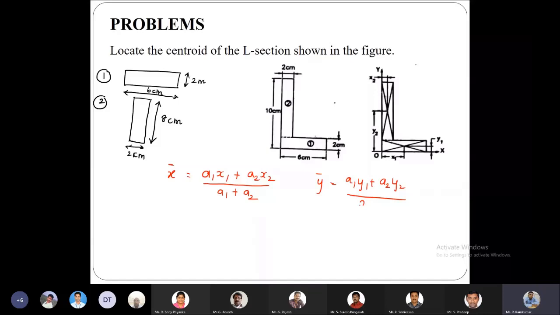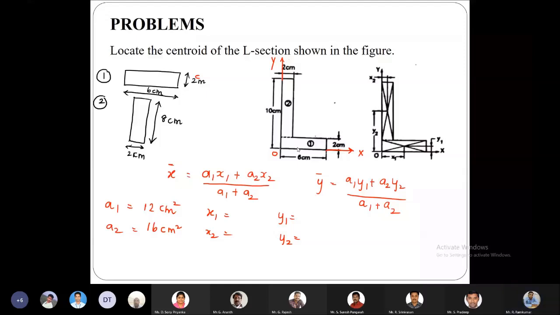So the first important thing is that we have to first sketch the reference axis. So this is my y axis, and here I have the x axis, and this is my origin O, where the x and y axis are intersecting. Okay, so first, for the rectangle, we know the centroid point, that is the point where the diagonals coincide. So here we can say that it is going to be 6 by 2. So we get 3 centimeters.